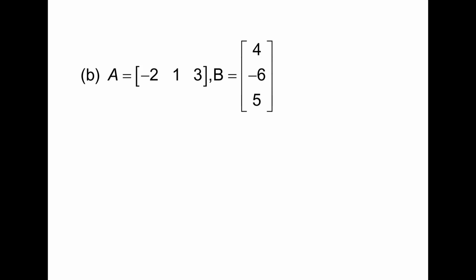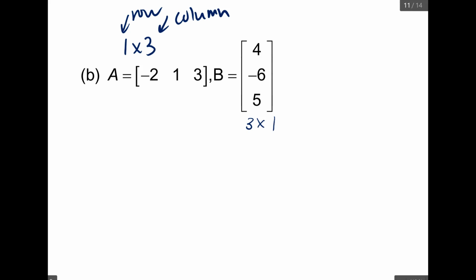Example B. Can I multiply these? What are the dimensions of A? 1 by 3. And B is 3 by 1. Looks like you can. You can do it. Row by column.